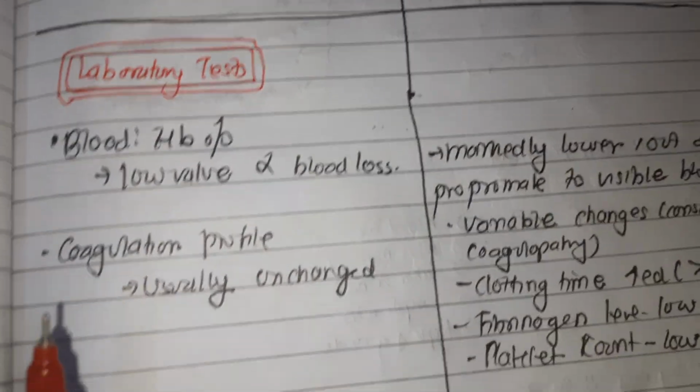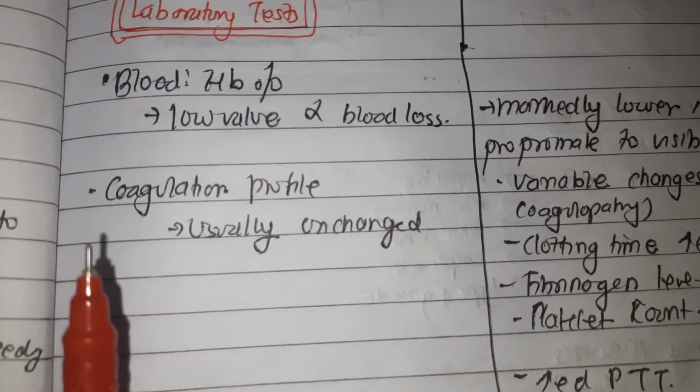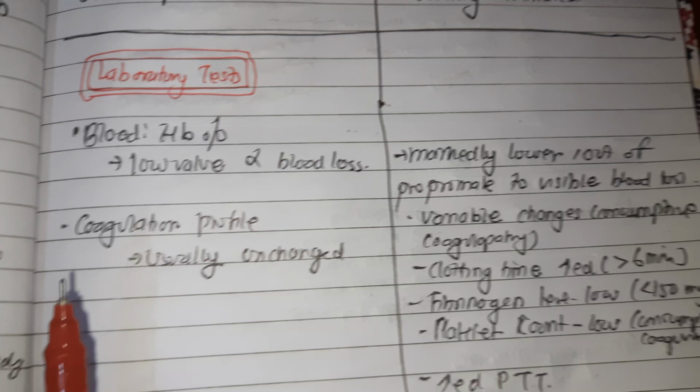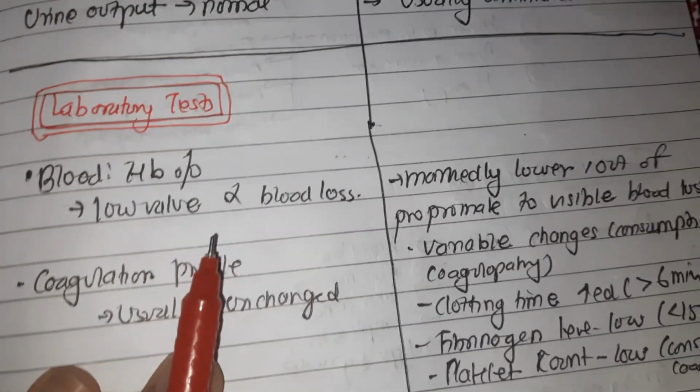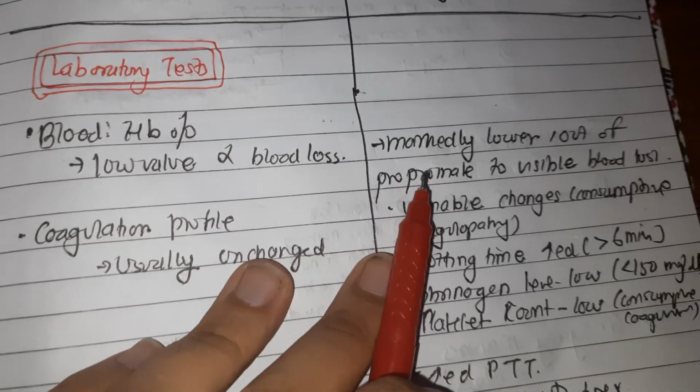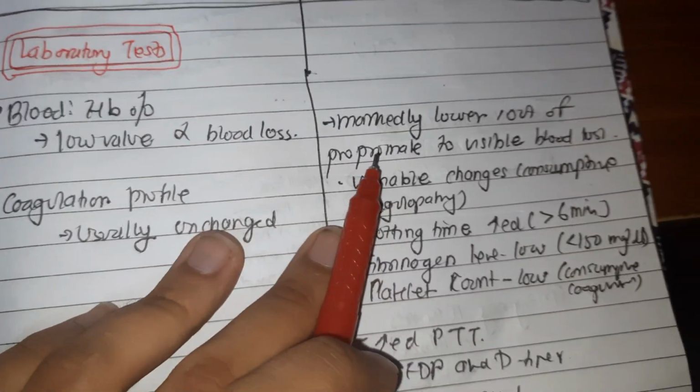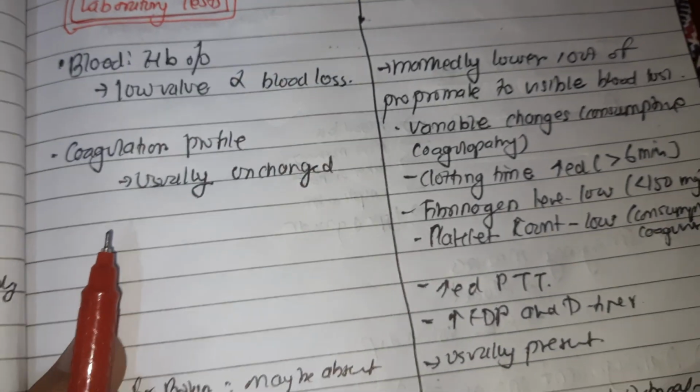Laboratory tests: the blood hemoglobin percentage has a low value, proportionate with blood loss in the revealed type. In the mixed type, it is markedly lower and out of proportion with visible blood loss, and the coagulation profile is usually unchanged.